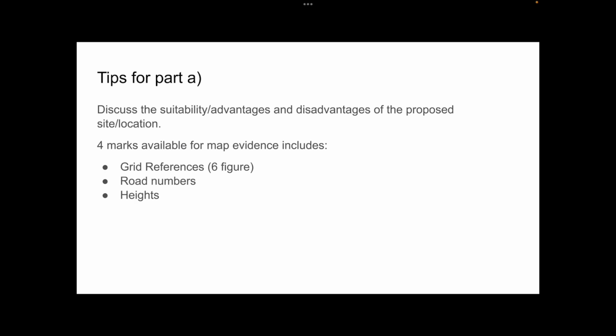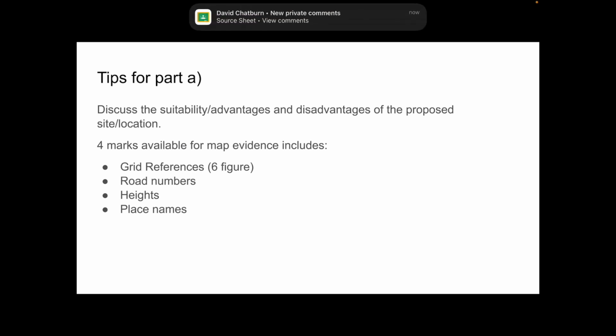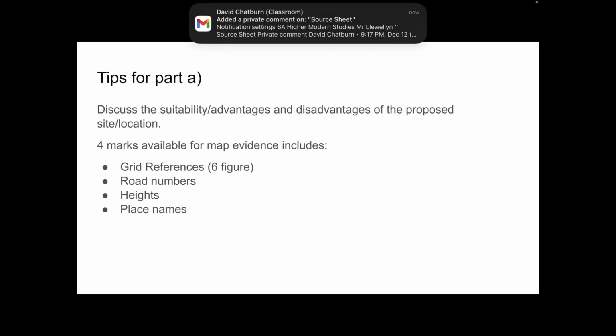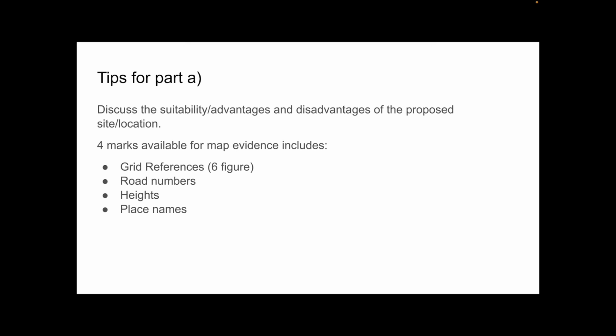You can also use heights. So you could talk about the land, using the contours, so you can say it's flat or it's low or any of that sort of thing, and you could give a number, so 10 metres. And then finally, you could use place names as well. I tend to encourage people to use this if they're talking about a small town nearby, say Wensleydale or something like that. They can pop that information there.